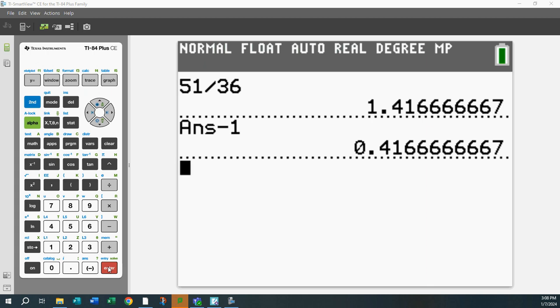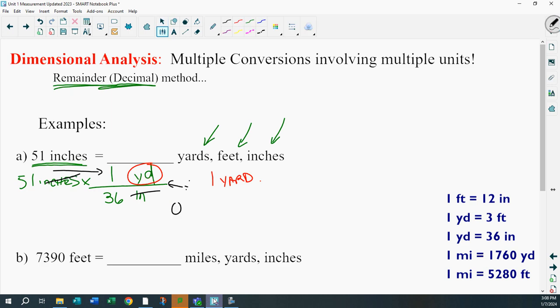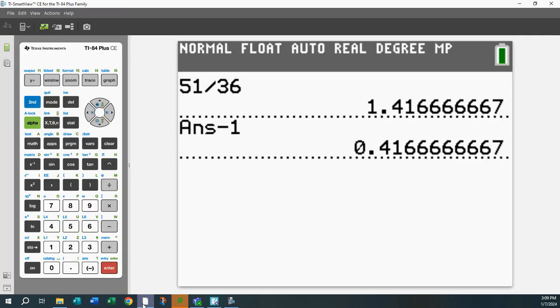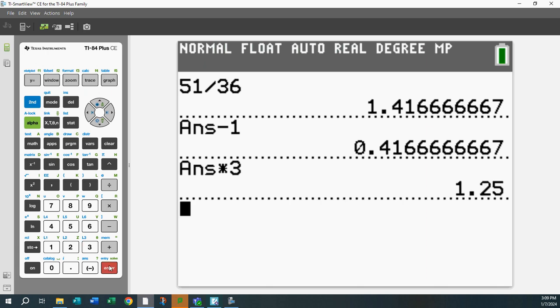Check this out. What am I going to do with this? 0.416. I've got that in yards now, right? I've got my yards. I know it's 1. Now let's convert what's left into feet. Simple. Take your yards. There's your feet. Realize that you have 3 feet in every 1 yard. So I'm going to take whatever was left, because I know I've got my 1 yard, and multiply it by 3. And look what I have.